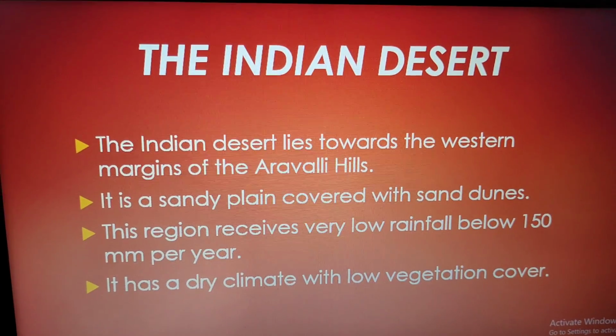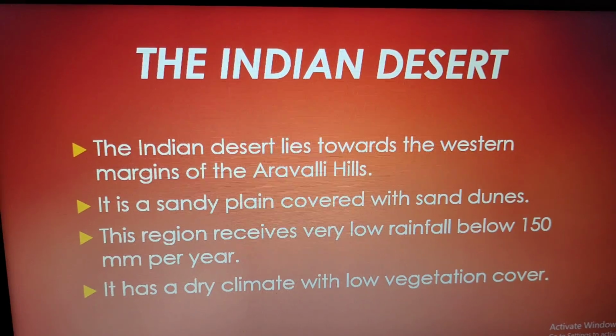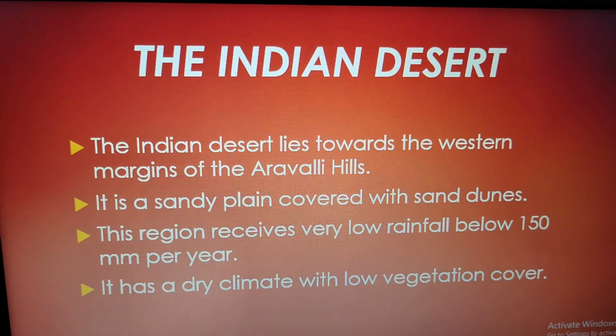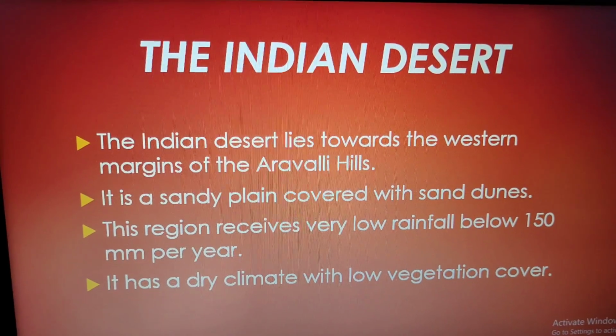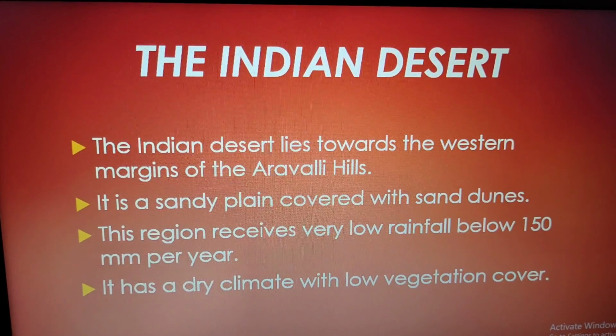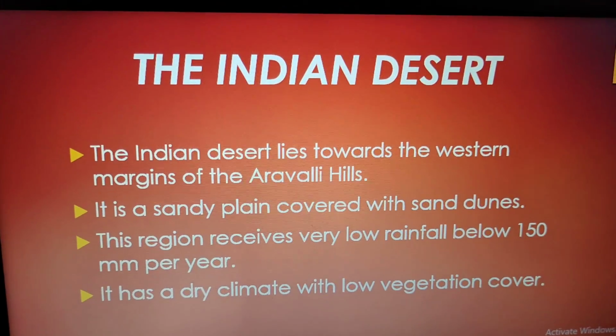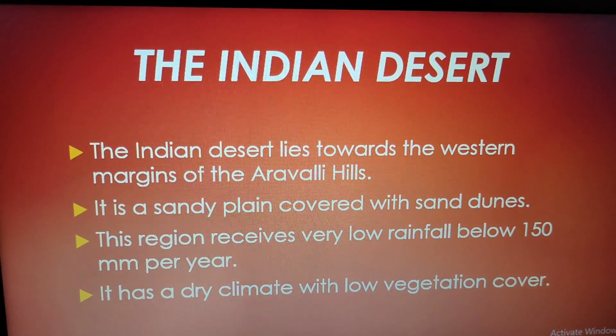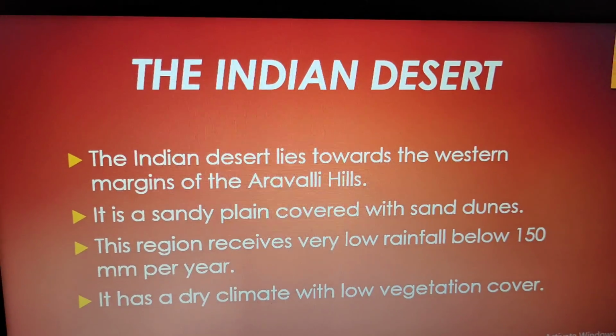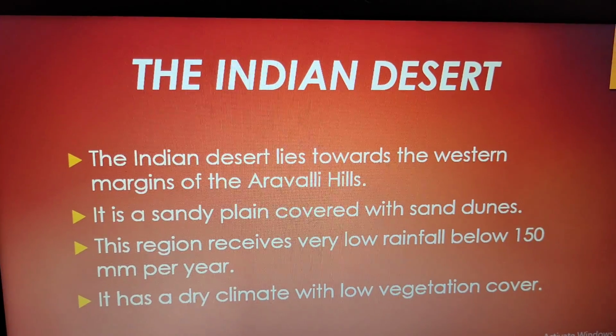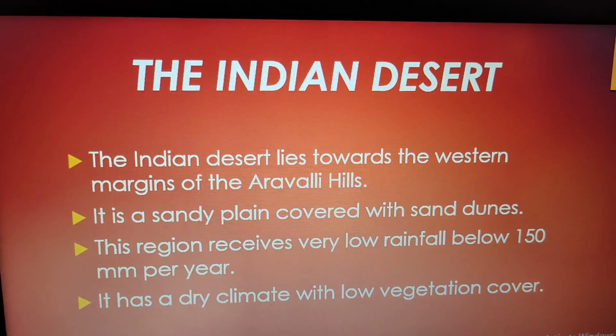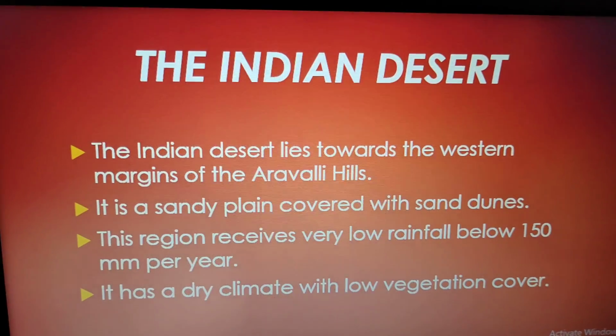The Indian desert. The Indian desert lies towards the western margins of the Aravalli Hills. It is a sandy plain covered with sand dunes. This region receives very low rainfall, below 150 mm per year. It has a dry climate with low vegetation cover.